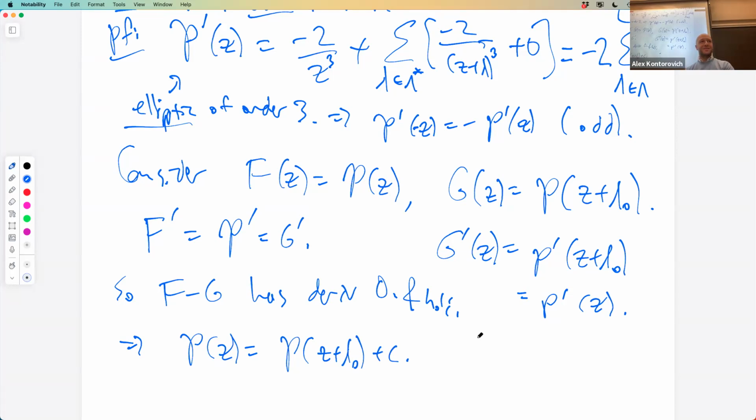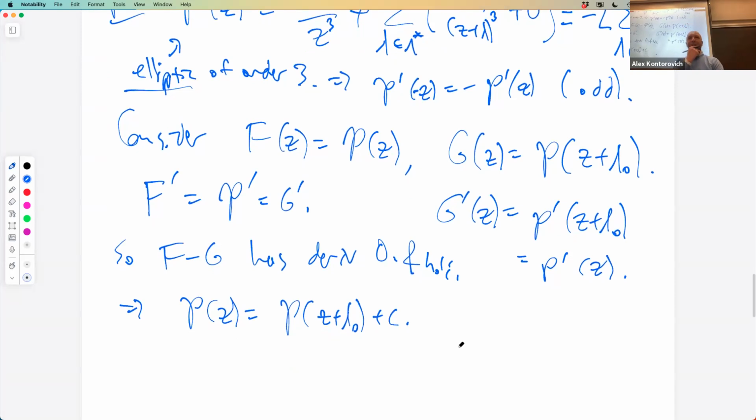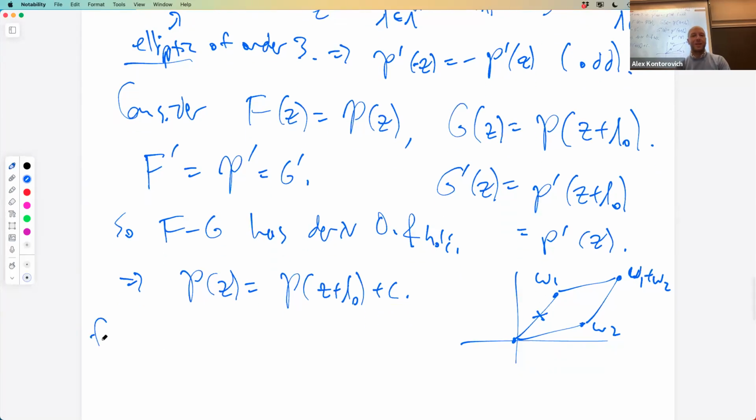Does that make sense? How can we figure out what that constant is? Well, let me draw our fundamental domain again. Here's our fundamental domain. Here's W1, here's W2, and here's W1 plus W2. Now, I'm going to look at these half lattice points. Let's just prove it for W1. Say lambda 0 is W1.